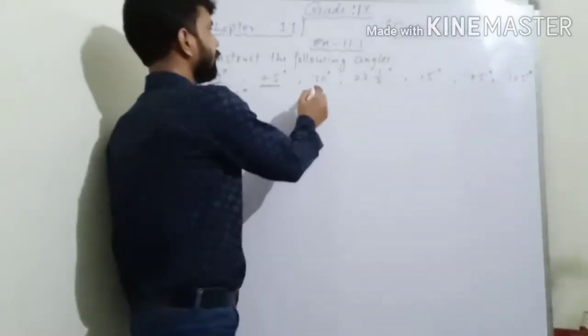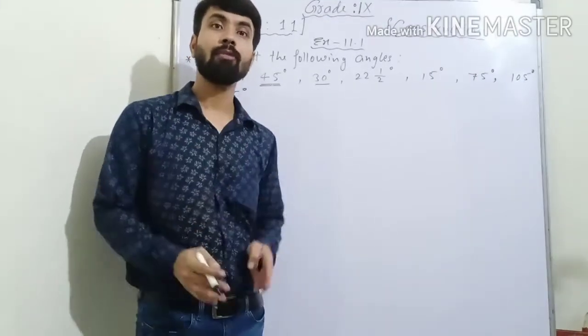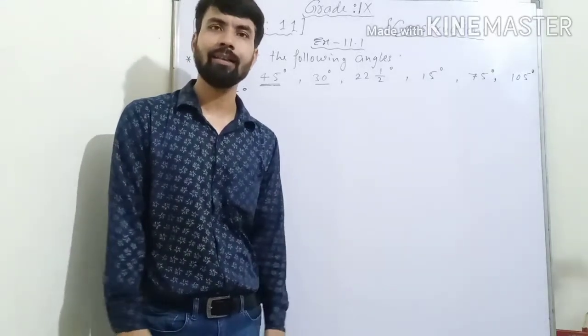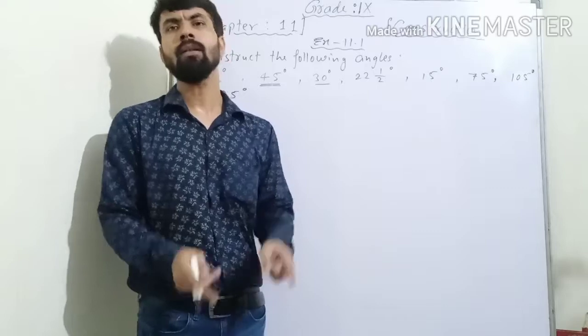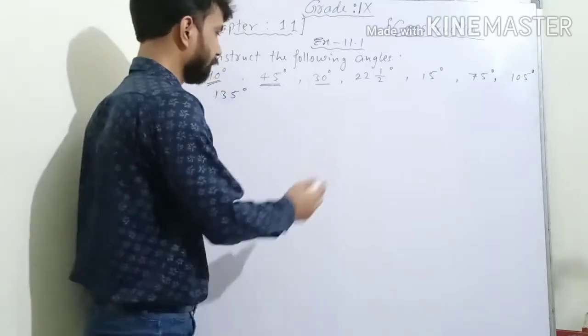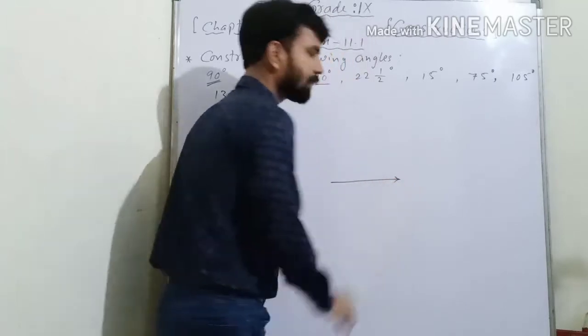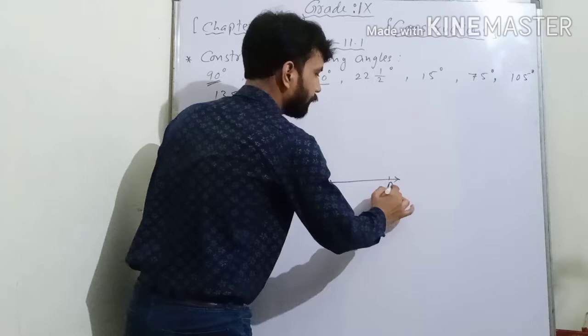Now the third angle is 30 degrees. We know that 30 is half of 60 degrees, and we know how to construct a 60-degree angle. So firstly we will have to draw 60 degrees, and after that we will bisect it. So see, firstly we will draw a baseline, name it OA.